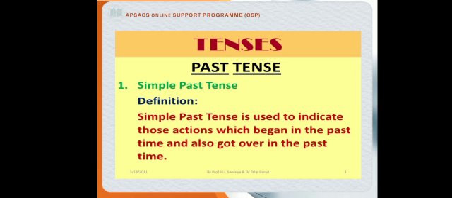Simple past tense. What is simple past tense? Simple past tense is used to indicate those actions which began in the past time and also got over in the past time. It means the action remains in the past time.